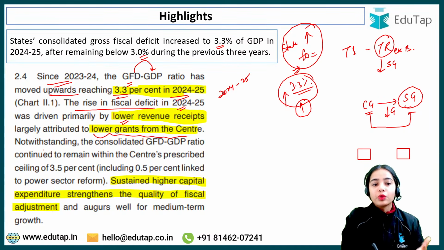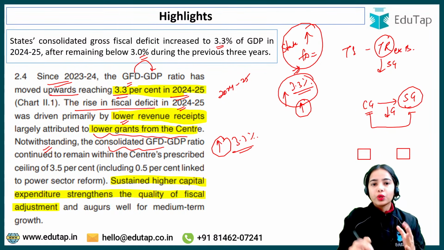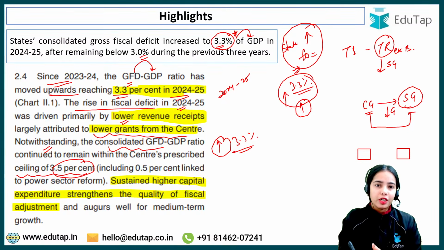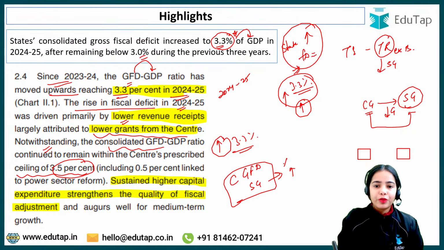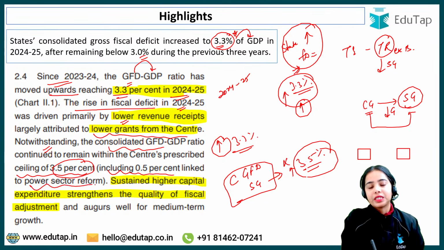Okay, now despite the consolidated gross fiscal deficit increasing to 3.3%, remember that it is below the ceiling of 3.5% that has been imposed on the state governments. So the consolidated gross fiscal deficit of the state governments should not increase beyond 3.5%, including 0.5% linked to power sector reforms.